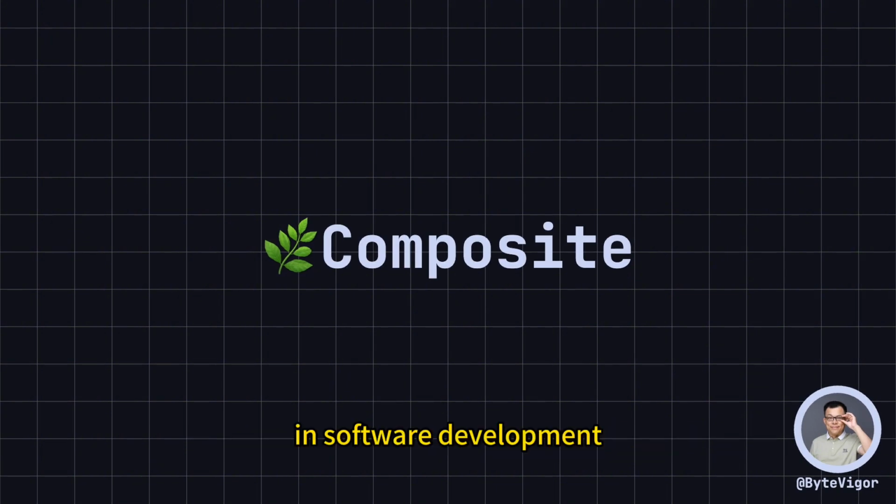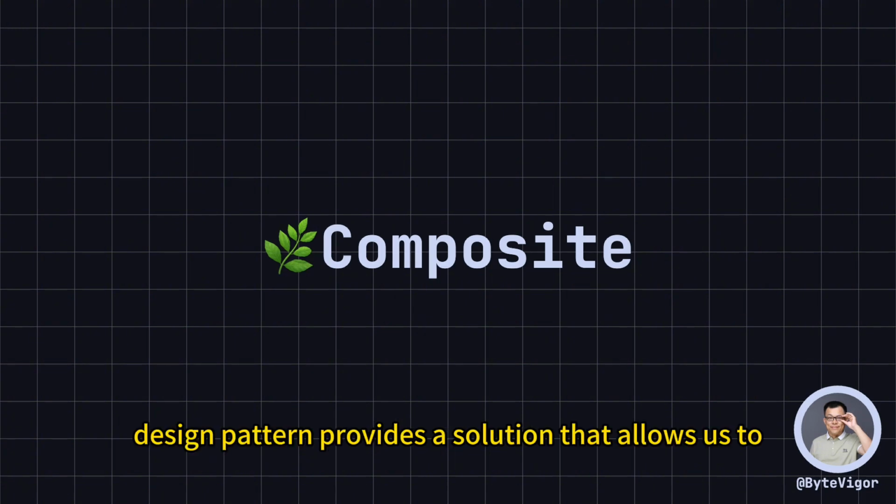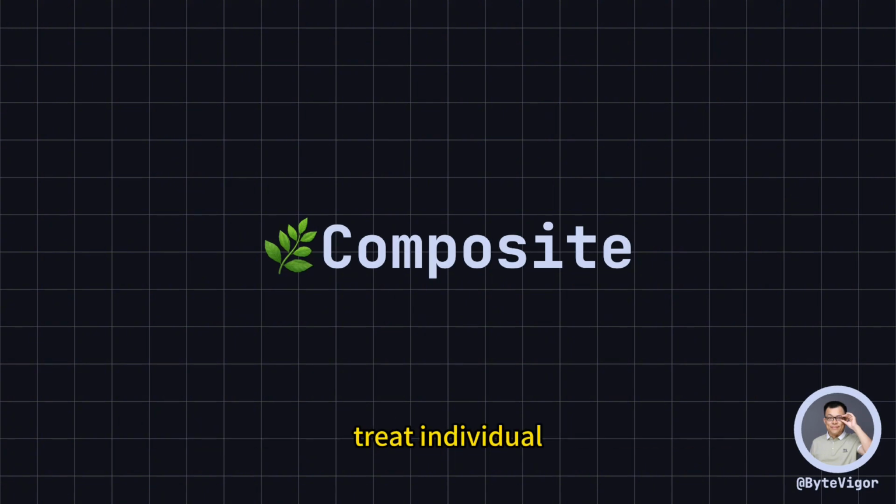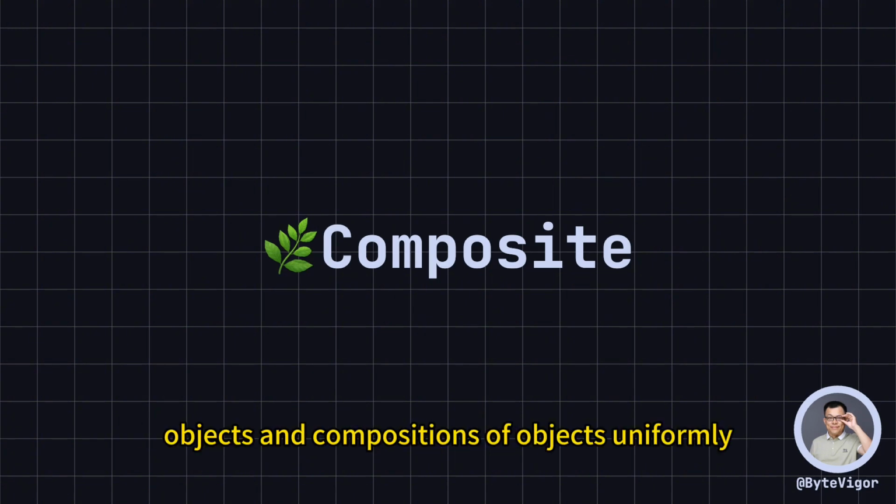In software development, sometimes we need to handle hierarchical structures of objects, such as files and folders in a file system. The composite design pattern provides a solution that allows us to treat individual objects and compositions of objects uniformly.